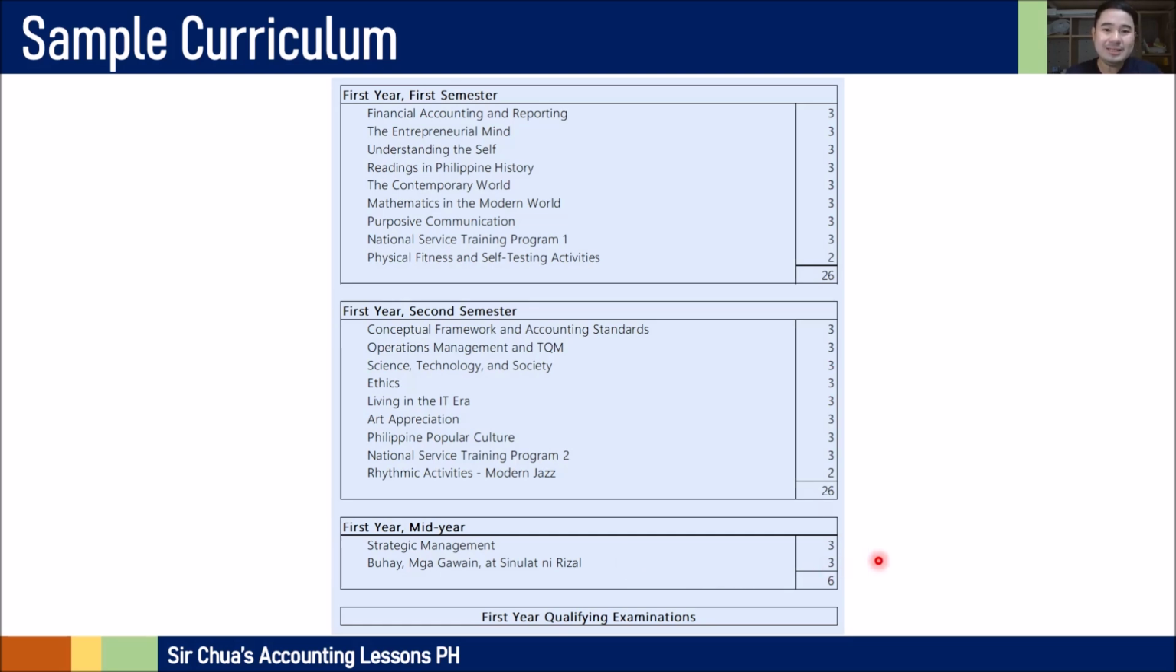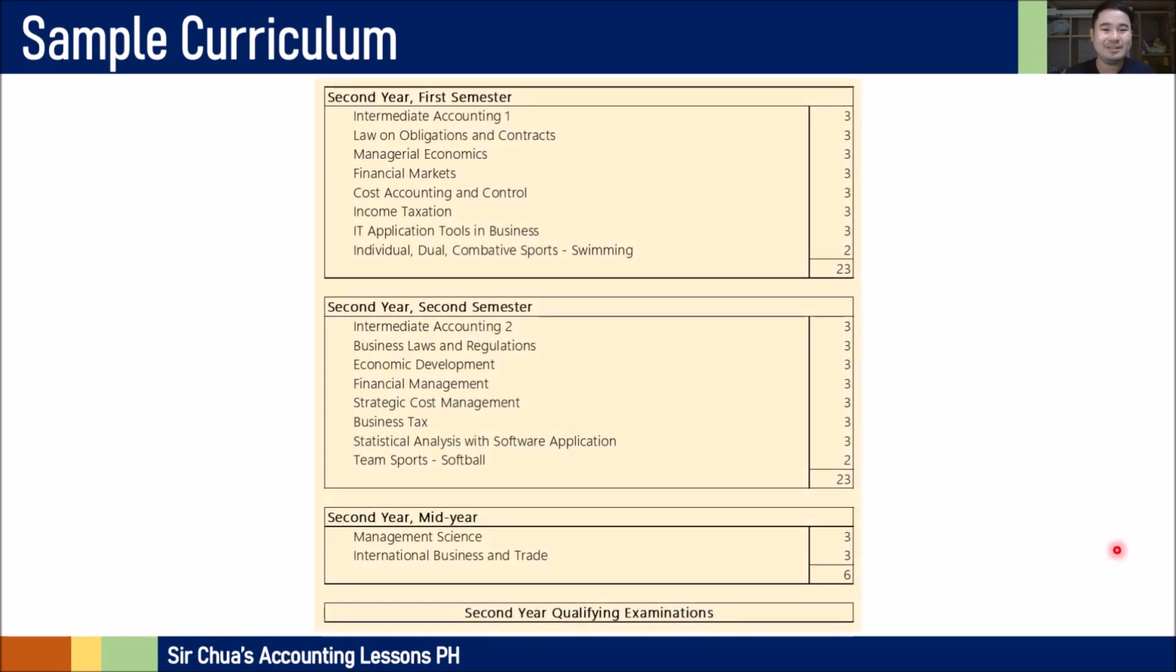Now, in case your university requires a yearly qualifying examination, before you step into second year, meron kayong qualifying examination. Should you successfully pass the qualifying examination for first year, then you can be promoted to second year. Ayan. Sa second year, nagsa-start nang dumami yung accounting major subjects. Yun, no? Nagsa-start na siyang dumami dyan.